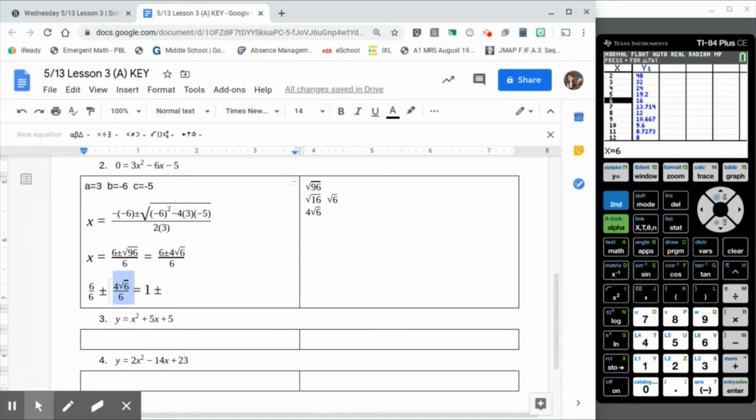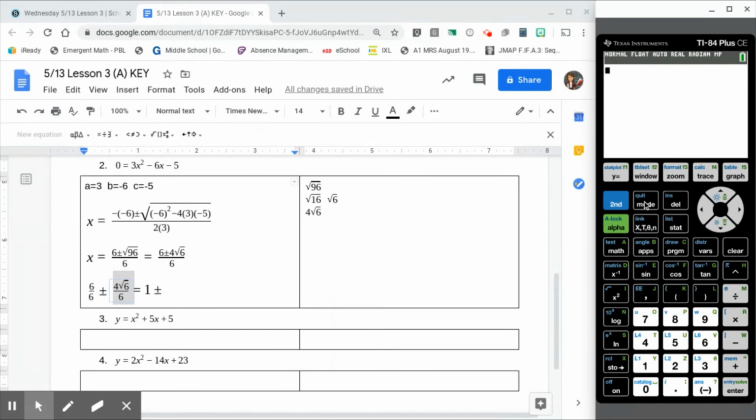So again, you probably know how to do this in your head, but let's just second quit out of this mode. If we do 4 divided by 6, it is an ugly number. So let's keep it a fraction. We press math, enter, enter, and we get 2/3.